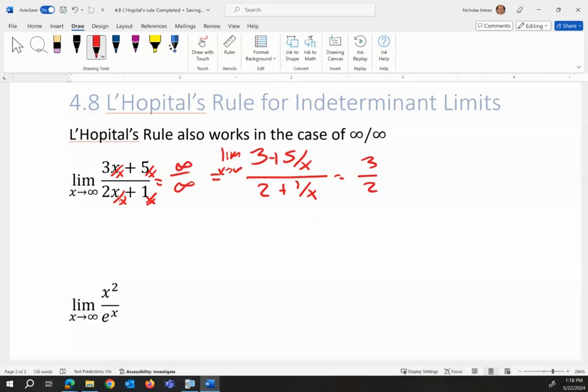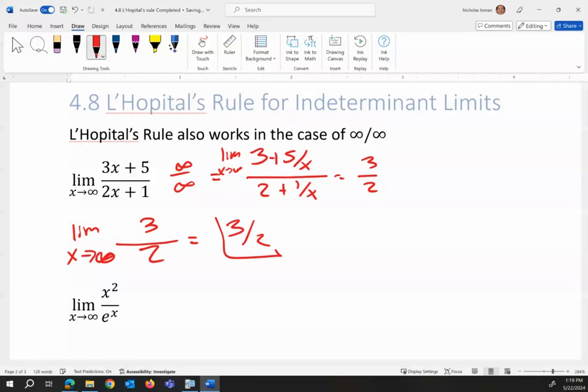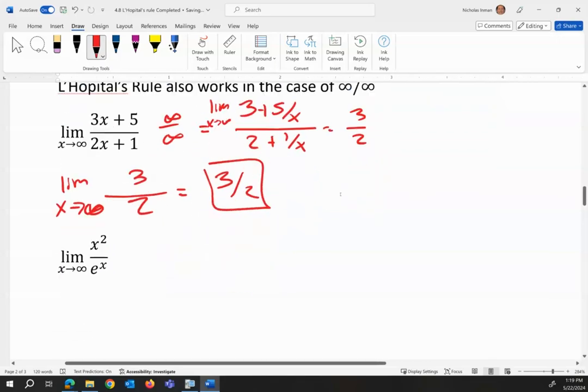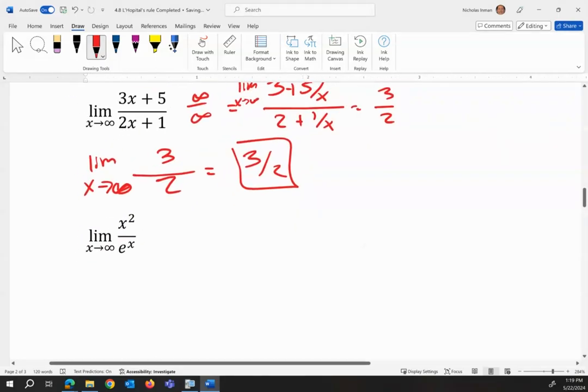So it was 3 over 2. Okay, L'Hopital's rule says, hey, we got infinity over infinity. All right, let's just take the derivative. Derivative of 3x plus 5 is 3. Derivative of 2x plus 1, that's 2. Well, there's no more x values, so I got 3 over 2. Way easier than having to divide everything by that highest power thing. All right, the next one, if I put infinity squared, that's infinity. e to the infinity, yeah, that's infinity. All right, so we apply L'Hopital's.